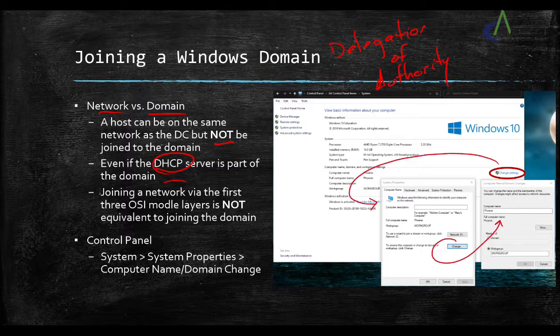There's the domain, right? So the domain might be the city, and everybody can drive on the city streets, but not everybody, unless you're part of a specific organization, can go into every door. Some doors are open to the public, some are closed, right? Domains allow that distinction to be made, right? To join a domain, all you need to do is have that delegation of authority, that account that's allowed to join the domain. You have to be joined to the network, right?